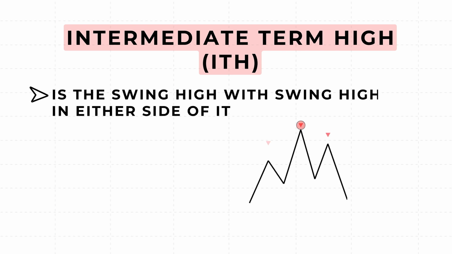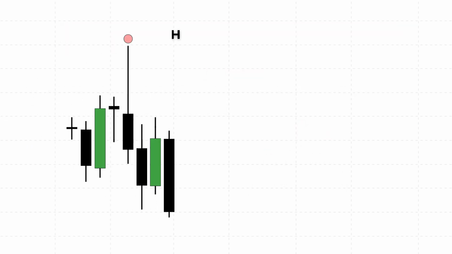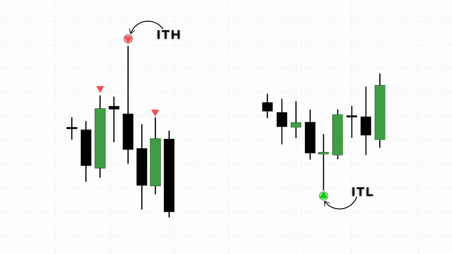So, what is an intermediate term high? It's a swing high with swing highs on either side of it. For example, right here, this is an intermediate term high because it has this swing high to the right and this swing high to the left. This is an intermediate term low because it has this swing low to the right and this swing low to the left. If you're unsure how to spot swing points, be sure to watch my previous video linked up here.